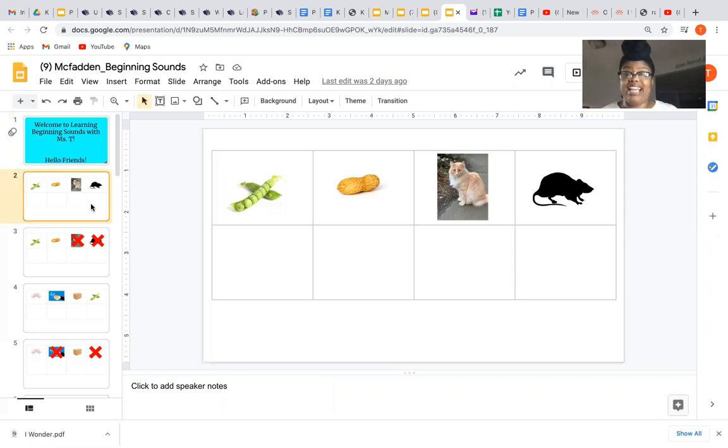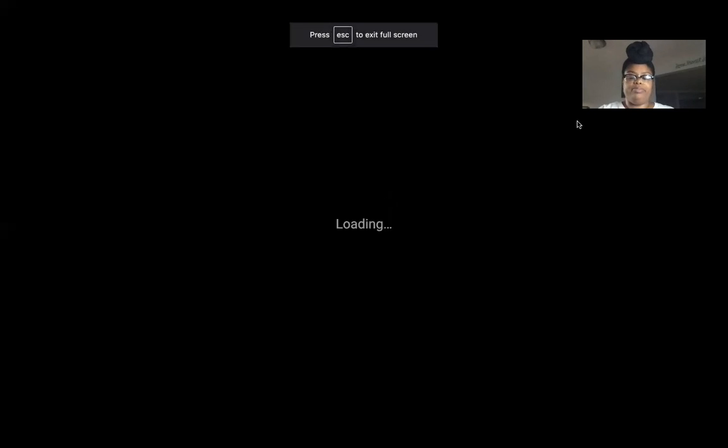Now, with this game, it's a listening and looking game. I'm going to show you some pictures on the screen, and I'm going to show you the words that go with the pictures. Your job is to tell me which word or picture starts with the same beginning sound as the word I tell you. You guys know this game. Let's get started. I'm going to make my screen a little bit bigger.